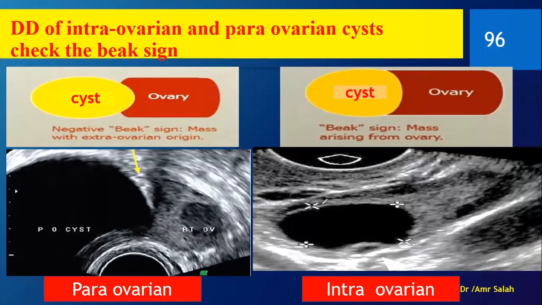So look at this. This is the ovary, and you cannot really tell where the ovary ends and the cyst begins because it is inside it, and this is the cyst. So voila, this is the beak. The ovarian tissue is seen around it. This is essentially ovarian. But here, this is the ovary. You can clearly see it. The ovary has the follicles, and this is the cyst. And between them is the angle. So this is a para-ovarian cyst.